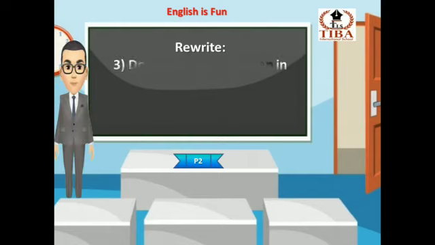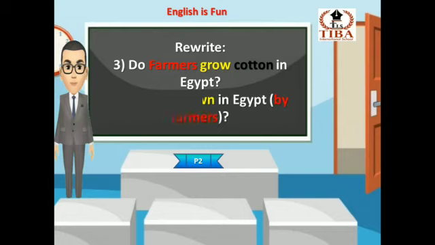3. Do farmers grow cotton in Egypt? Here it's a yes and no question. So we start with the verb be, which is the verb is, then the singular object, the word cotton, then the verb grow becomes grown, the past participle form, and after finishing the question, we may put by farmers, then the question mark at the end of the question. So it becomes, is cotton grown in Egypt by farmers?